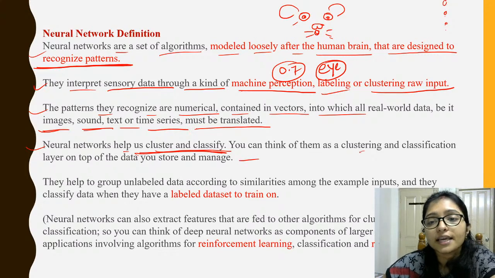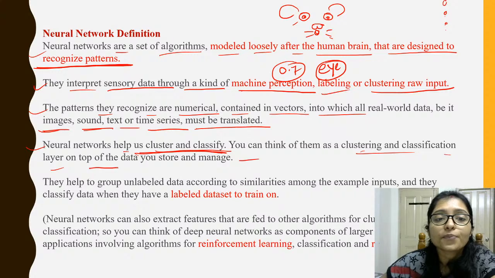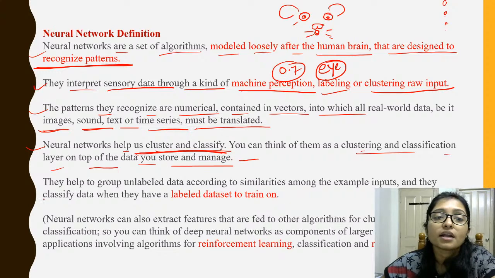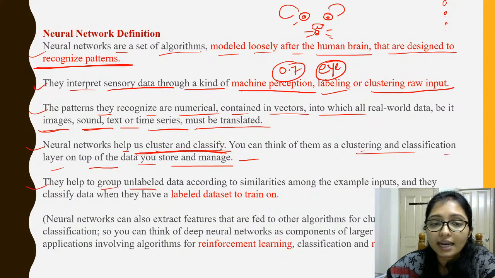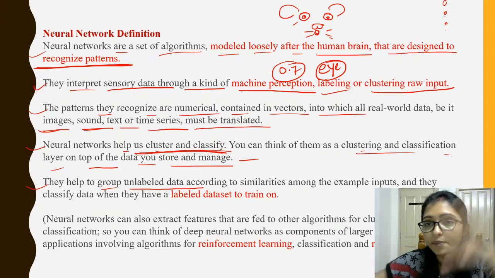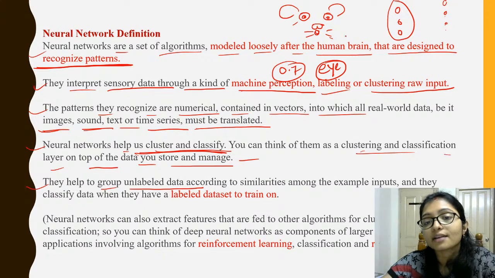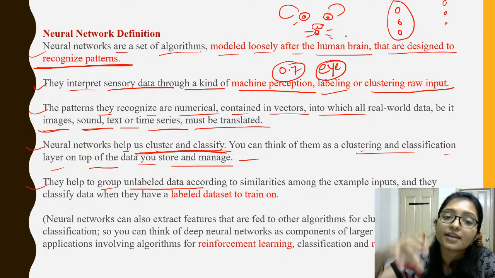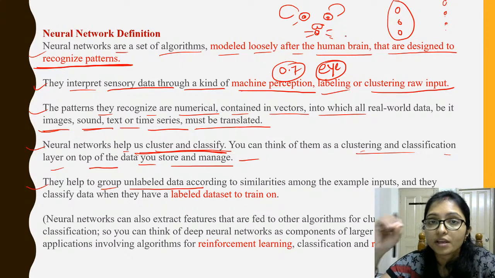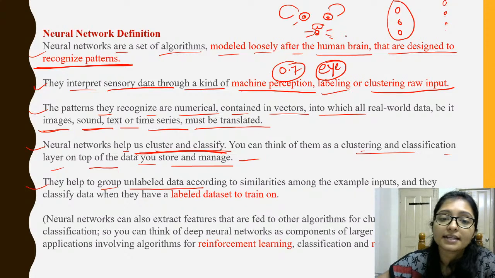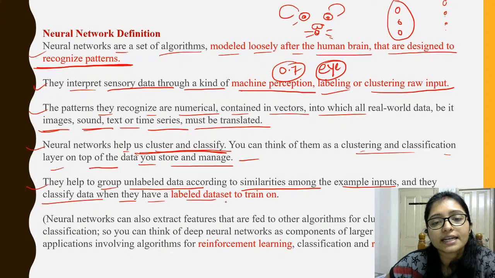Clustering and classification lay on top of the data to store and manage it. Okay. Now they help group unlabeled data. They help, that is the perception layer, the last layer. They take the unlabeled data and give it a label, according to the similarities among the examples. They classify data, with a labeled data set to train on.